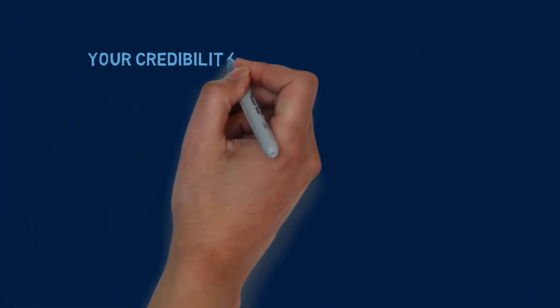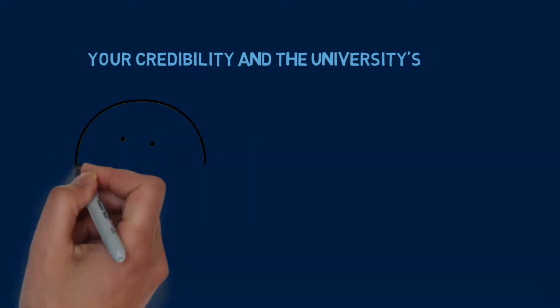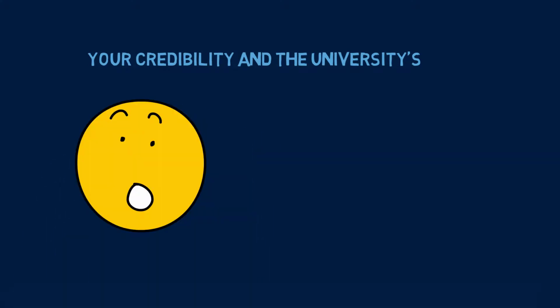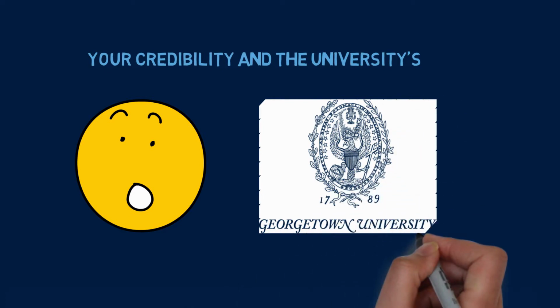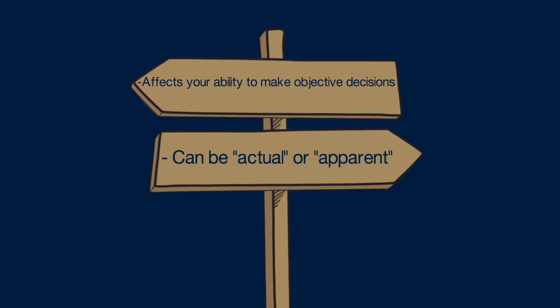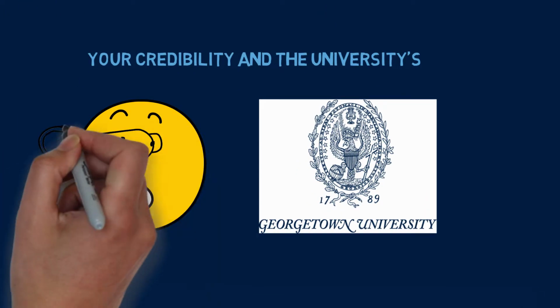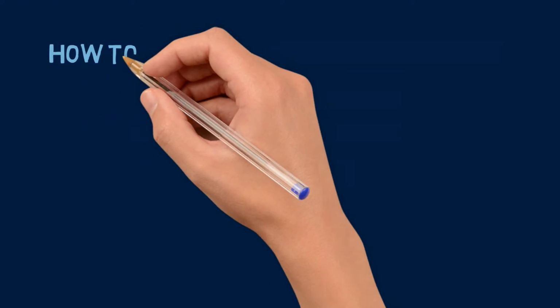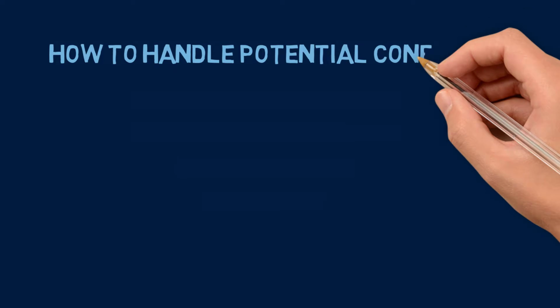Remember that even when your objectivity is not actually affected, your credibility and that of the university can be undermined when others think you have a conflict of interest. It's critical to try to avoid not only actual conflicts of interest, but also apparent conflicts of interest. Perception is important. So, how should you handle potential conflicts of interest?